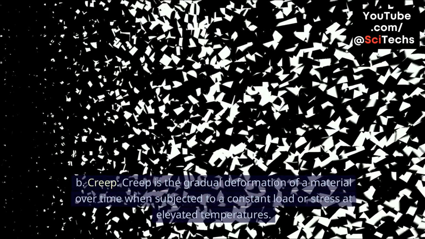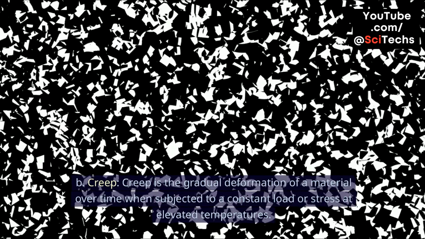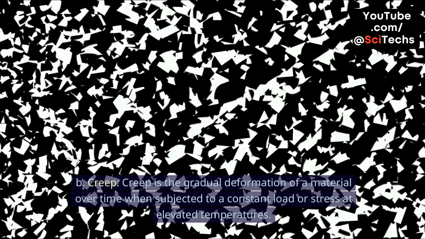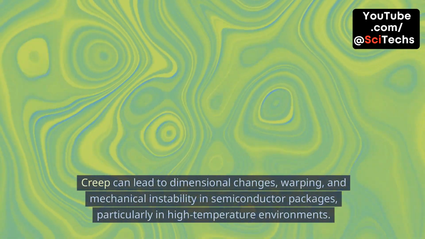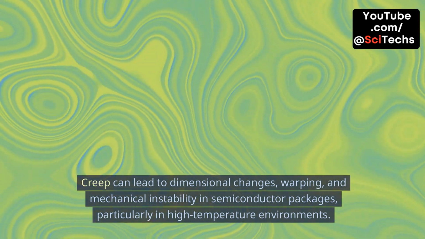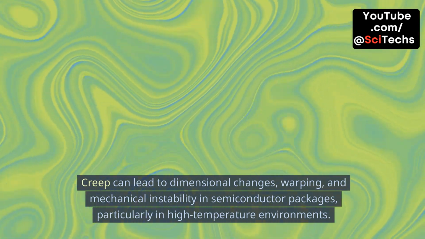B. Creep. Creep is the gradual deformation of a material over time when subjected to a constant load or stress at elevated temperatures. Creep can lead to dimensional changes, warping, and mechanical instability in semiconductor packages, particularly in high-temperature environments.